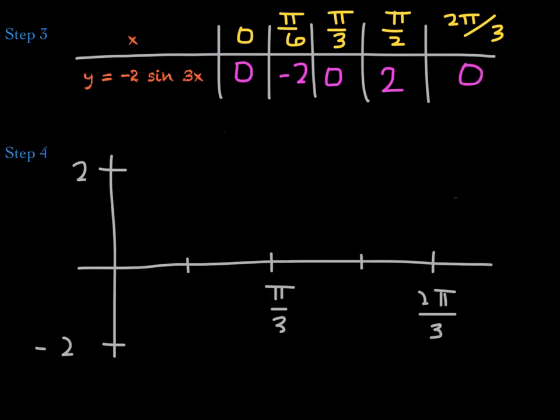The first point is 0, 0, and I move down to a minimum at pi over 6. And at pi over 3, I'm back up at an x-intercept. At pi over 2, I'm up at a maximum of 2. And at 2 pi over 3, I'm back where I started, at an x-intercept. And so this is my wave.